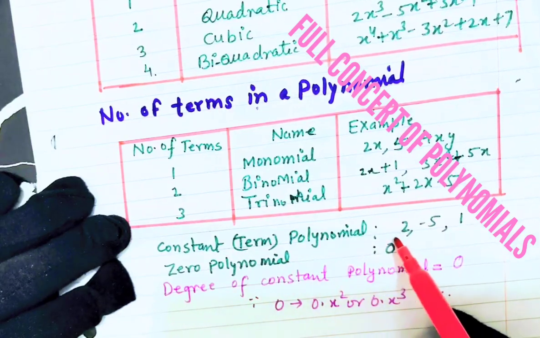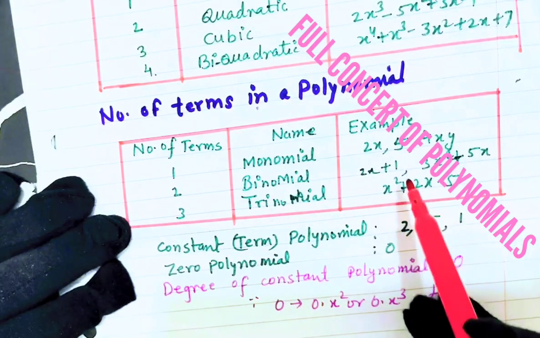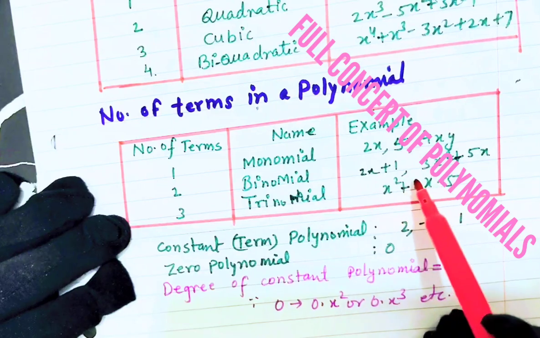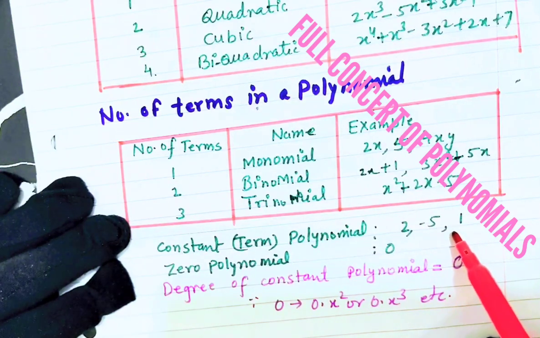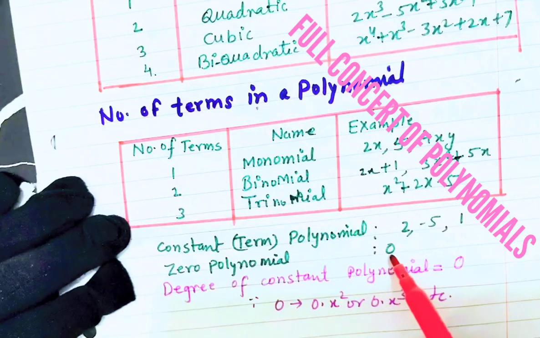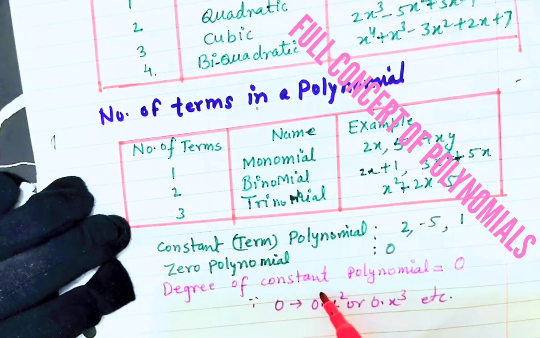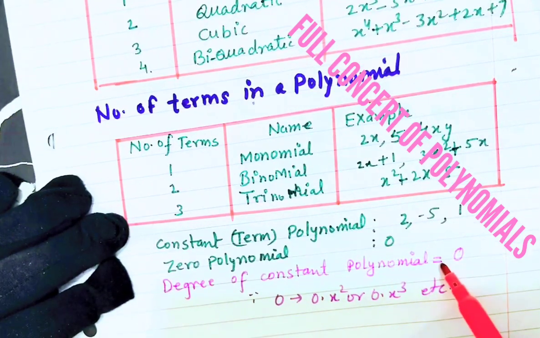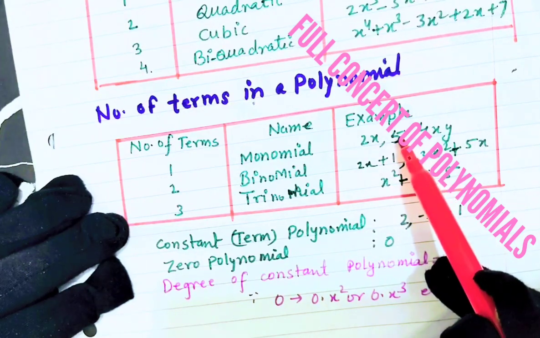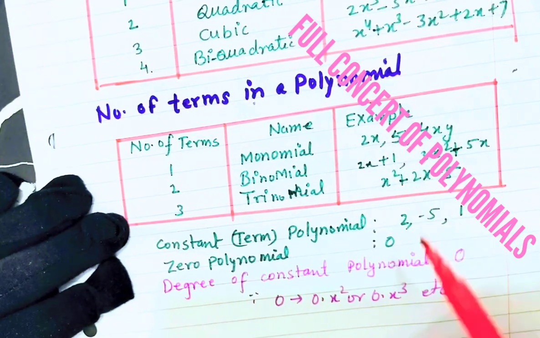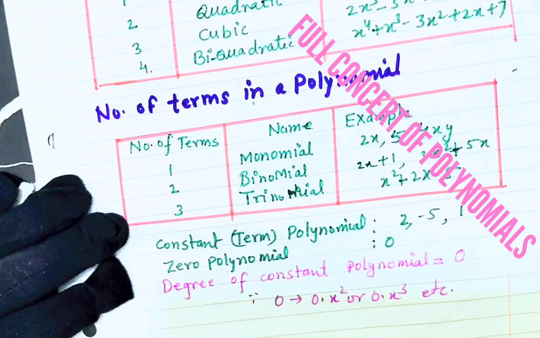So here there will be 3 terms: x square plus 2x minus 5. A constant term of the polynomial will be like 2, minus 5, 1, etc., without the x variable. A term without a variable is called the constant term. So the zero polynomial will be 0, and the degree of a constant polynomial, guys, will be 0. If there is any constant polynomial, its degree will always be 0.